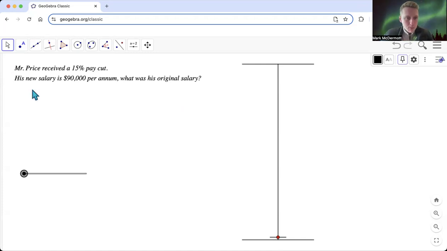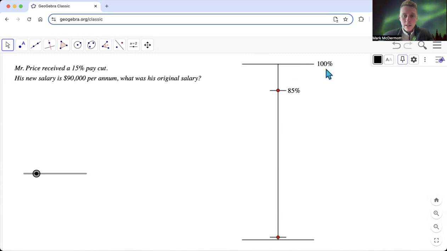So Mr. Price received a 15% pay cut. His new salary is $90,000 per annum. What was his original salary? Okay, this time we're going to think of his original. I always like to think of the original amount as being 100%. And we know that he got a 15% pay cut.